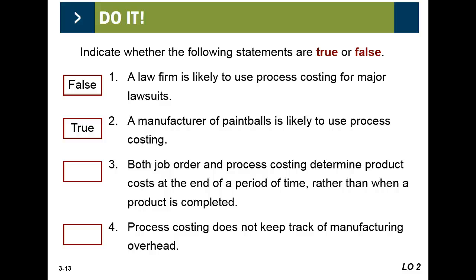How about Steve? Steve Piet? Do I have it right? Yeah, false. Both job order and process costing determine product cost at the end of a period of time, rather than when the product is completed. False. You are right. And last but not least, Anthony. Can you tell it's Pick on Men Day? Anthony, process costing does not keep track of manufacturing overhead. False. False? Guys, hey guys, the men scored 100%.